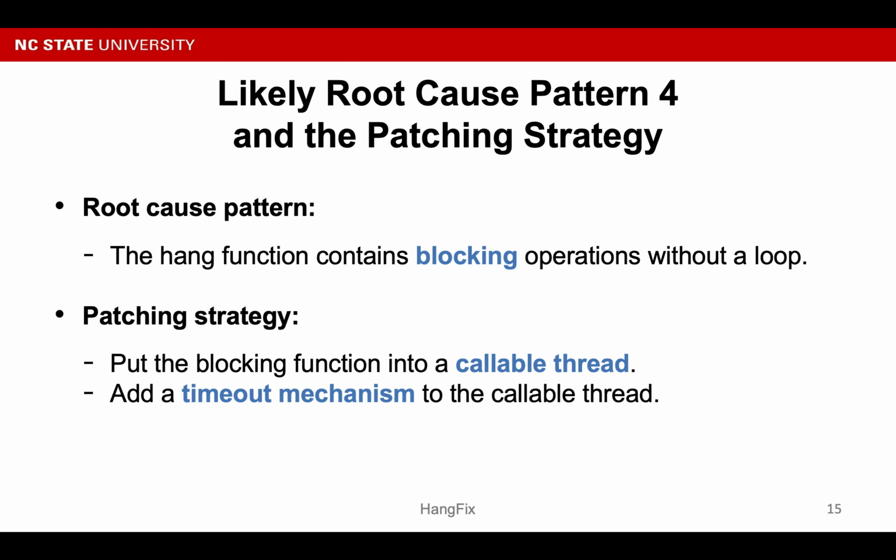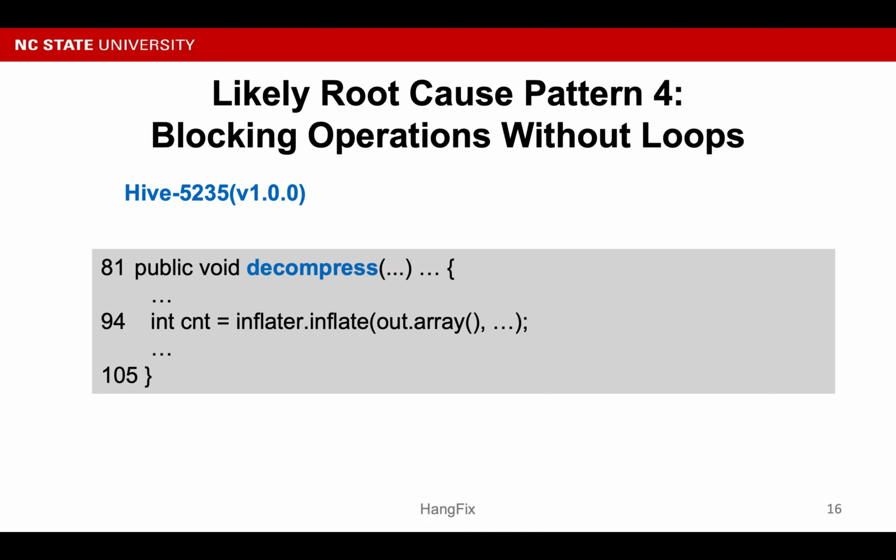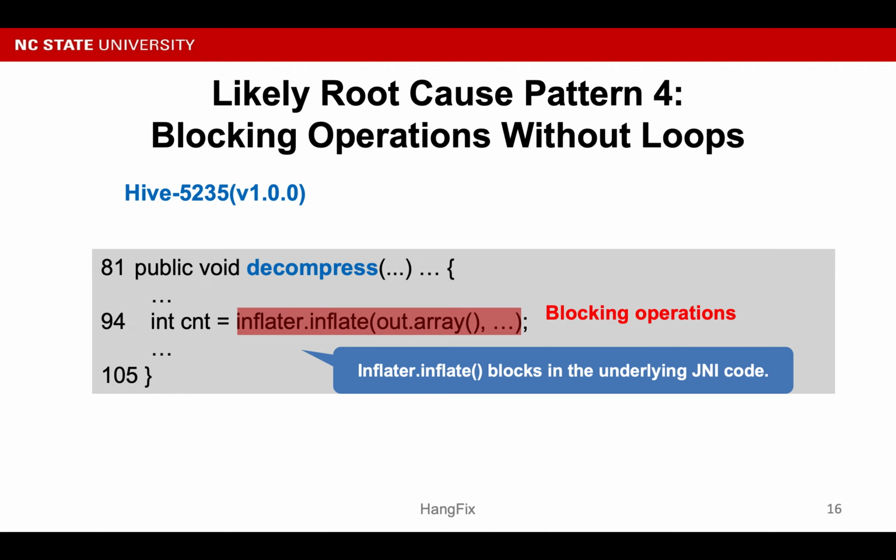If the hang function contains blocking operations without a loop, we say the hang bug is a pattern 4 bug. To patch the pattern 4 bug, we put the blocking function into a callable thread, and we add a timeout mechanism to the callable thread. This Hive function shows an example of a pattern 4 bug. Inside the hang function, that is a decompress function, there is a blocking operation, the inflate function. The inflate function blocks in the underlying JNI code.